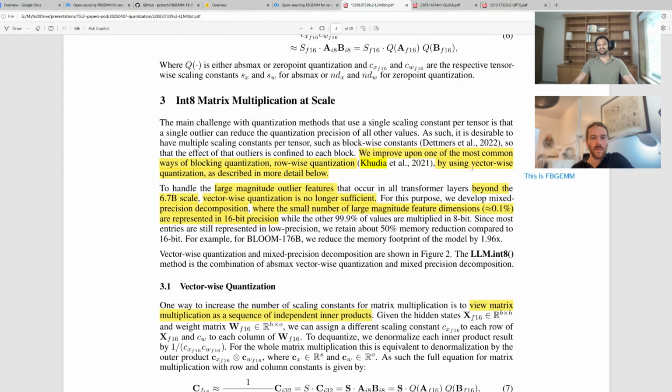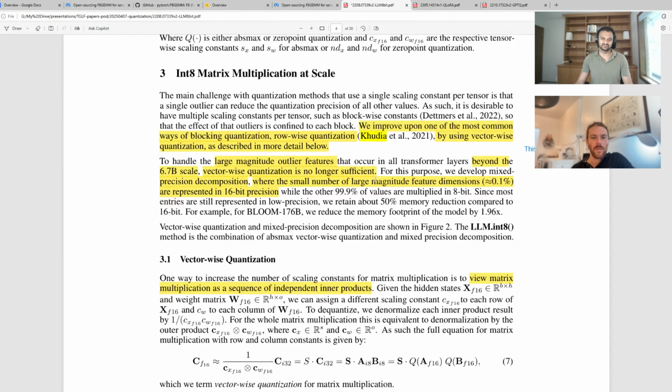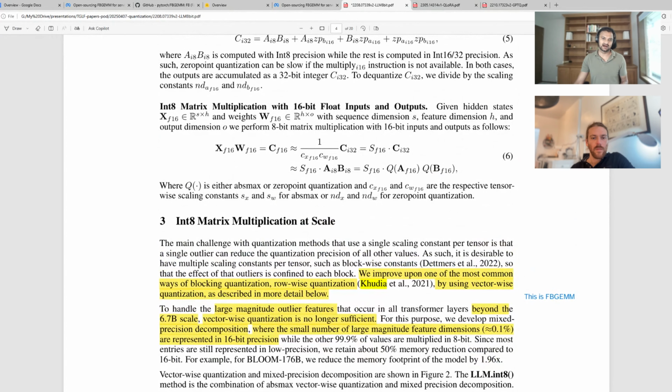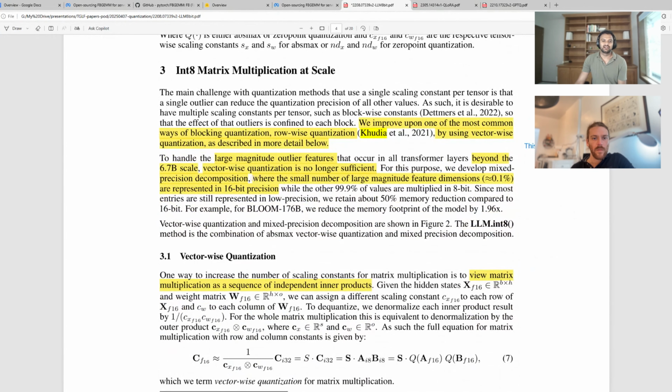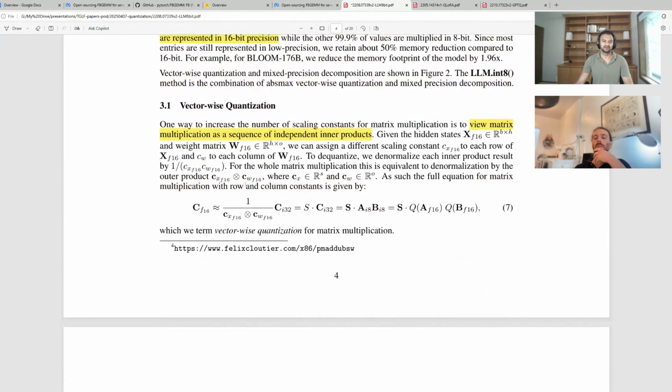I think this is an interesting take. There will always be some outlier features. You can't squish them into this range. Even if you did, there will always be some outlier features, because we are dividing by absolute values. So they identify those and then compute them in 16-bit operations. That's the essence of this method, right?